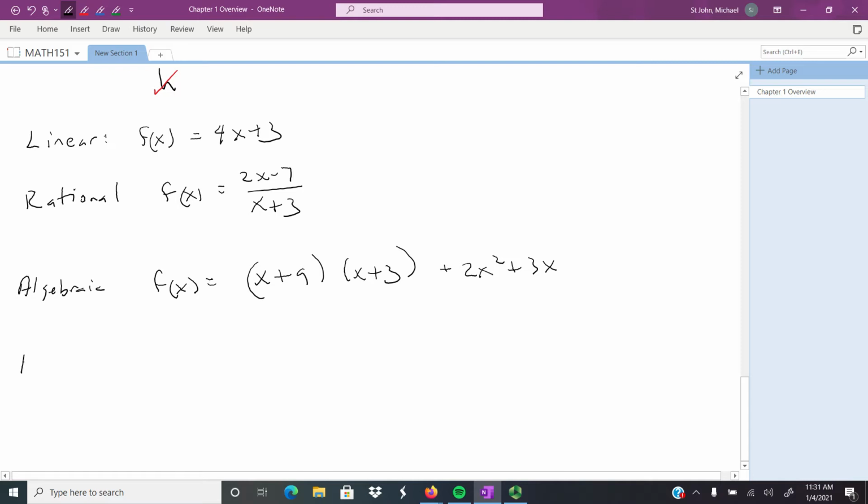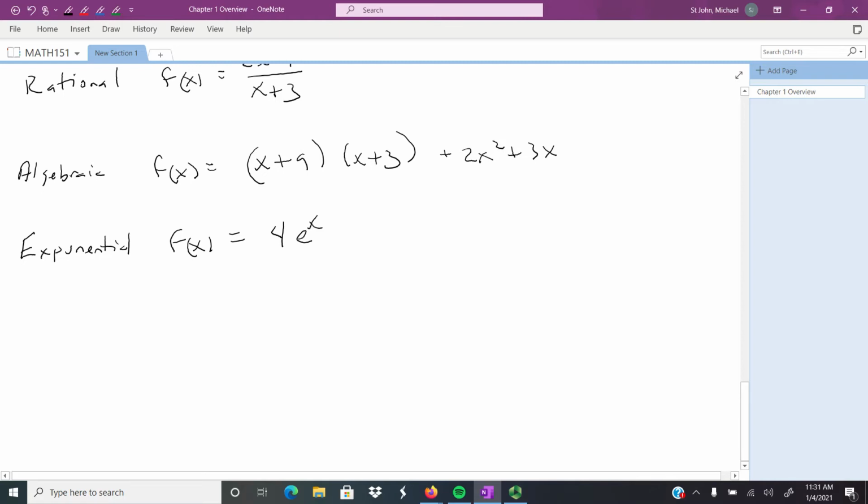Exponential functions. So f of x equals 4e to the x. And trig functions. So f of x equals 4 sine of (2x plus pi). So different types of functions.